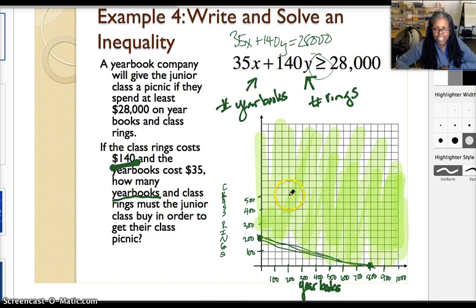So what that means is any ordered pair located anywhere around here represents a value of rings and yearbooks that could be sold that would guarantee that junior class their picnic.